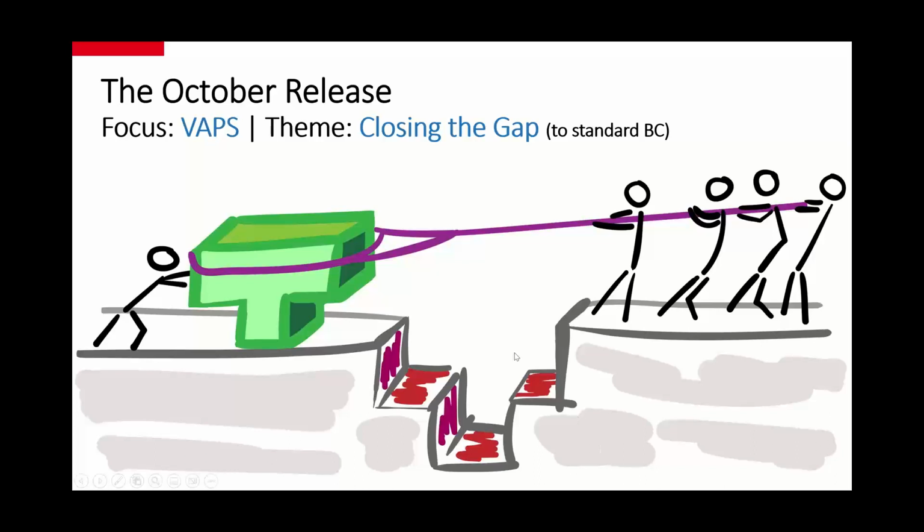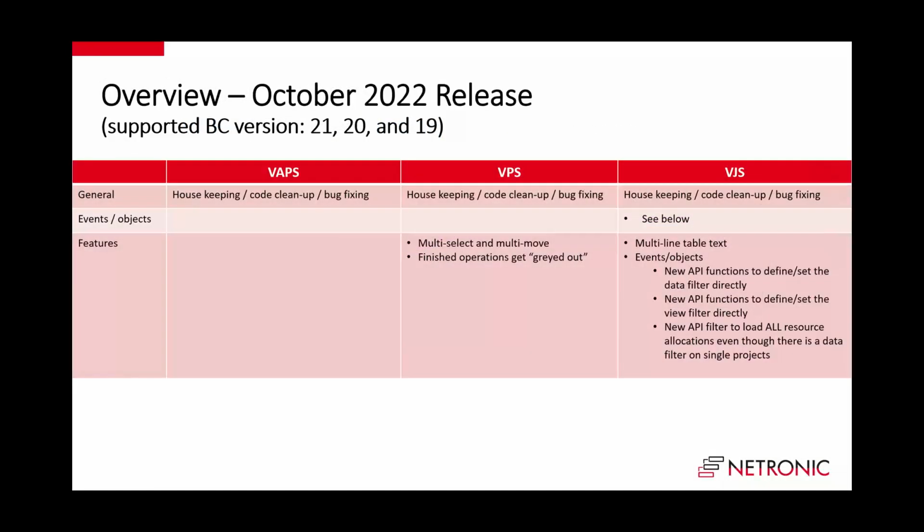So there were some gaps, like you can see on the slide, and this release fits in here, I think not perfectly, but it closes a lot of the gaps and makes the way from Business Central to scheduling much smoother, even smoother than it was in the past already. But before I go into the VAPS and show which gaps we close, let's briefly look at VPS and VJS.